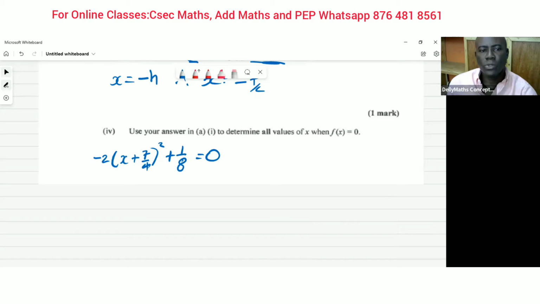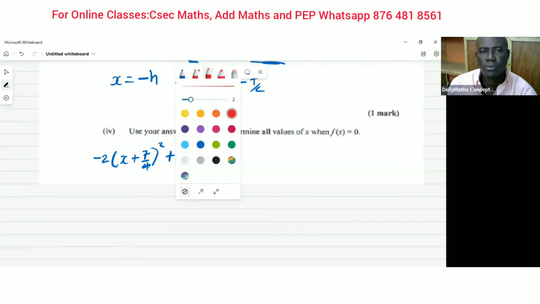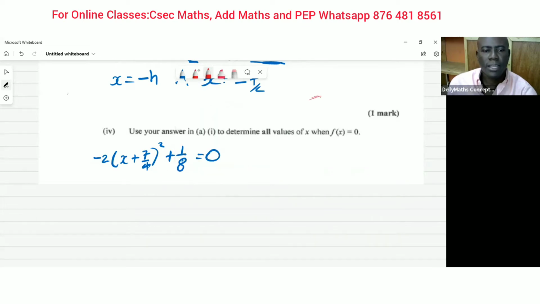All right, so all we have to do now is just to do our maths. We're going to subtract. Let us subtract 1/8 from both sides. So we have -1/8. So we're subtracting that 1/8 from both sides. So let's rewrite what we have. We're going to have -2(x + 7/4)² equal to -1/8. So that's what we have right now, because we subtracted. I'll bring this across and change the sign, whichever way we feel comfortable.